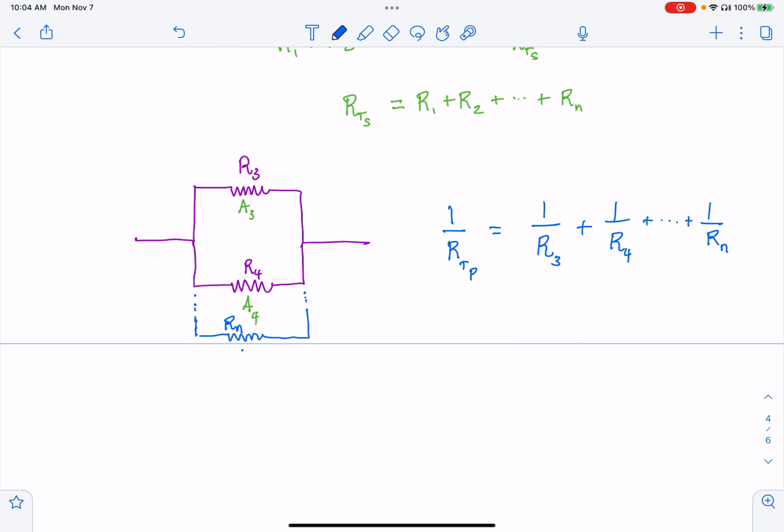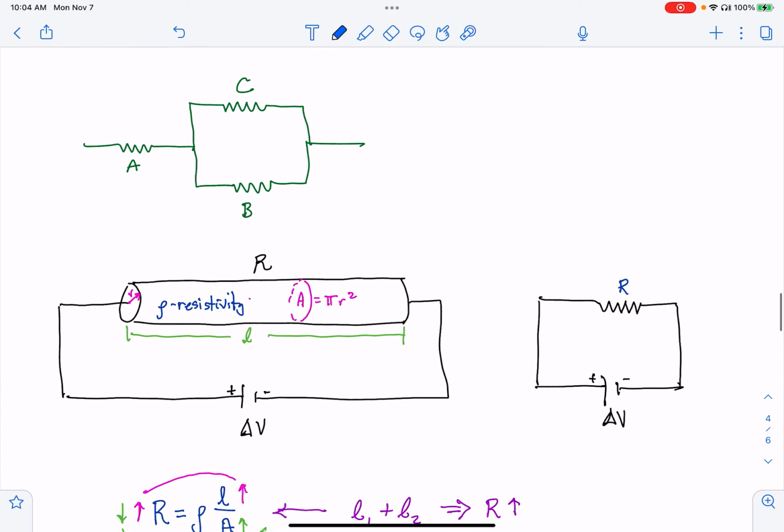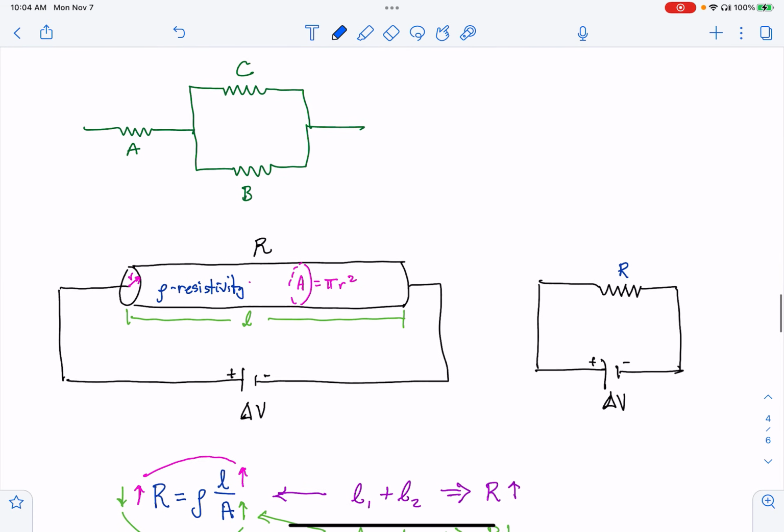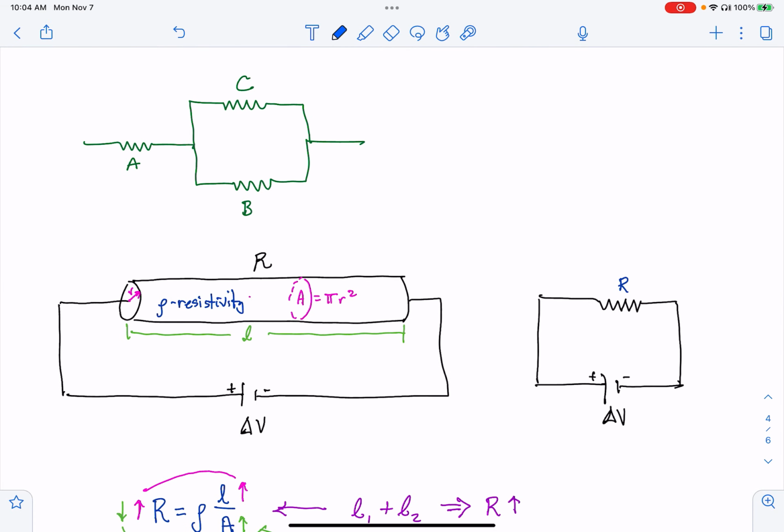When doing this, you should know that you need the common denominator in order to solve for this. Ultimately, you'll end up having something that looks like this: RTP equals 1 over R3 plus 1 over R4 plus dot dot dot plus 1 over R sub n, to the -1 power. Okay, so we think that pretty much covers what we are going to do.